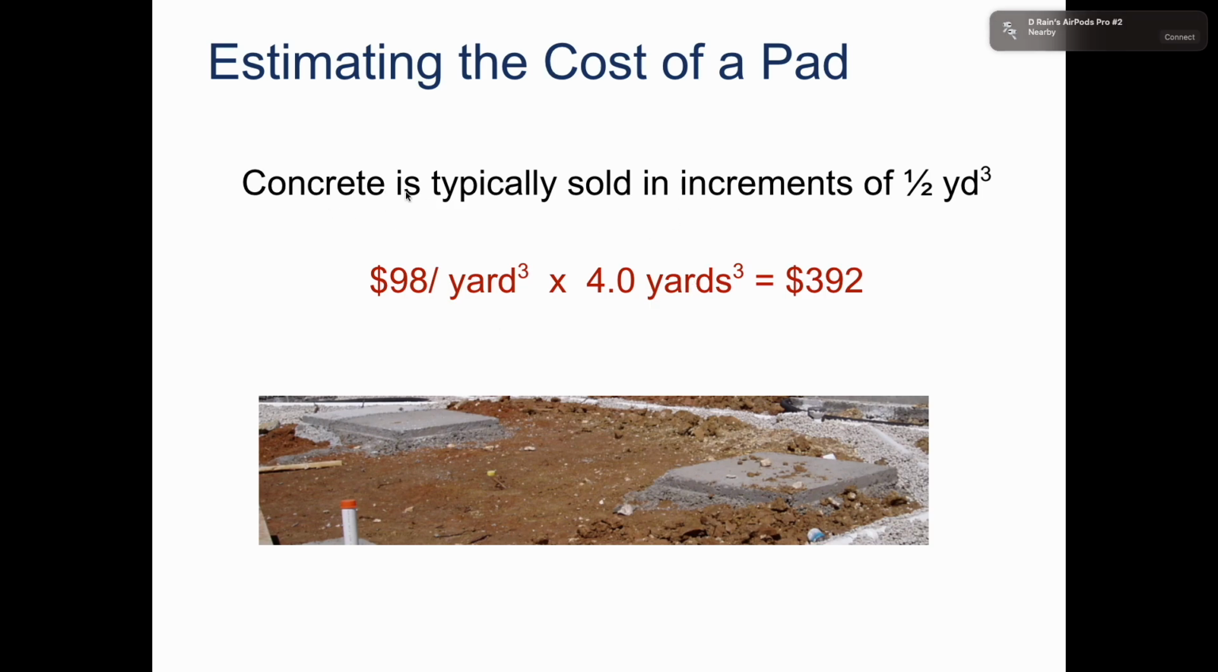Just as we said before, it's typically sold in increments of half a cubic yard. So we can't order 3.55 cubic yards. We have to order 4 cubic yards because we rounded up. Now they're saying right here that the price is $98 per cubic yard for the concrete. So if we multiply that out by 4, we're going to get the total price of our concrete pad, just in terms of the actual concrete.